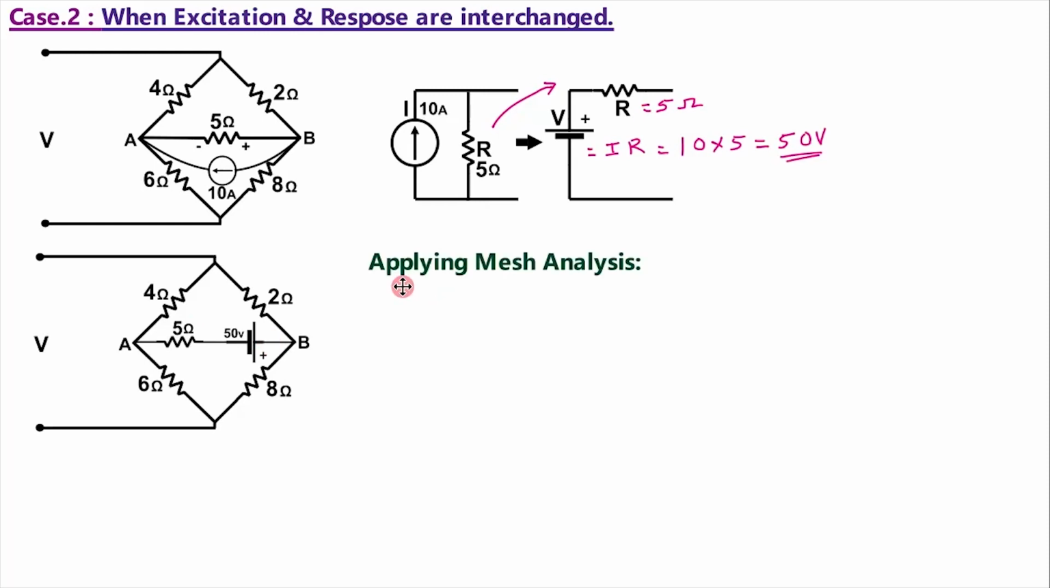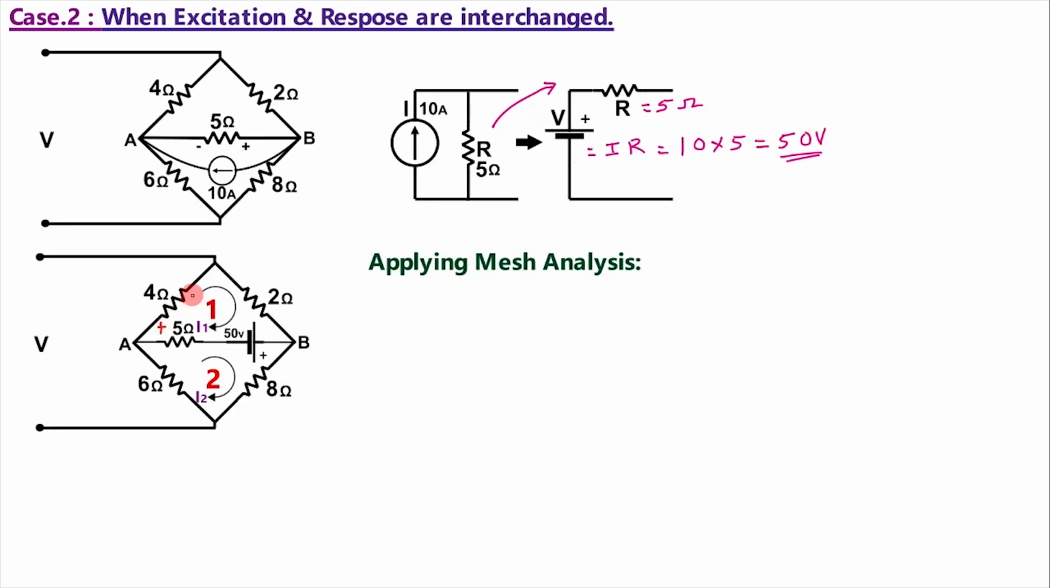Then for applying mesh analysis, we have to mark the meshes. Here 2 meshes are there and we will mark them as 1 and 2. Then we have to mark the currents flowing. Let us mark the currents flowing in clockwise direction. In mesh 1, I1 is the current flowing and in mesh 2, let I2 be the current flowing. Then we have to mark the voltage drops by marking the polarities.